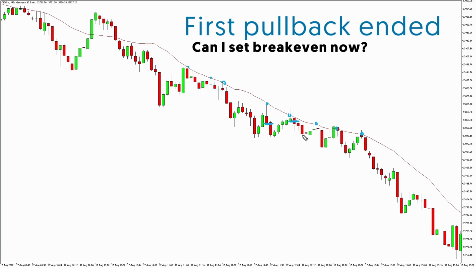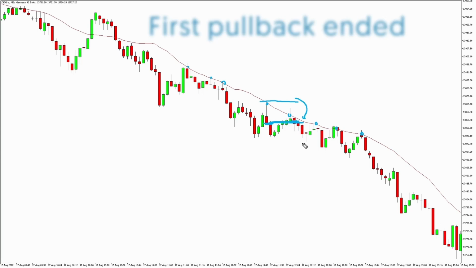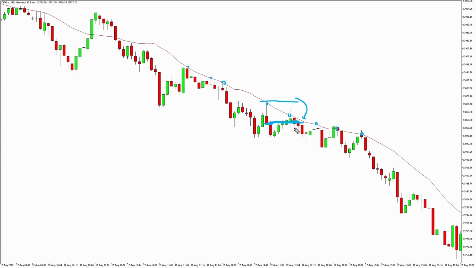So from our first rule, you would now say, okay, we have our first pullback, now it's safe to bring our stop loss to the entry level, which would be somewhere here. No, this is not correct. Oh Pedro, but you said that your first rule is to wait for a pullback, then you can move your stop loss to break even. Yes, but this case is different because we are not in a strong trend.